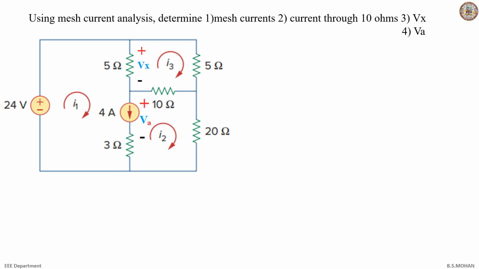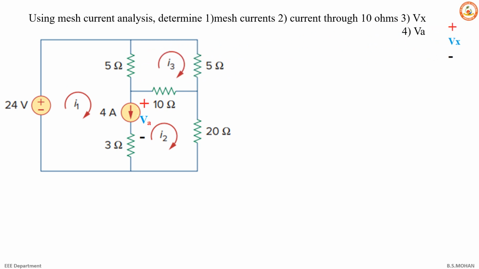And here they've given the direction of currents for mesh currents I1, I2 and I3. They've told the polarity for Vx and Va also. And the current through 10 ohm, as they have not given the direction, we can find preferably the positive current one. And Va is the voltage across the current source. So let's see how we can find the voltage across the current source also in this problem.